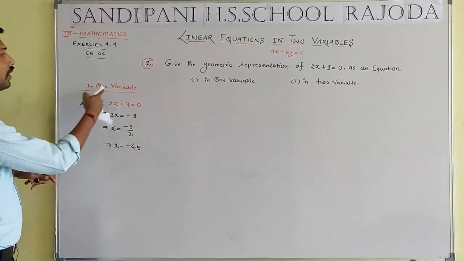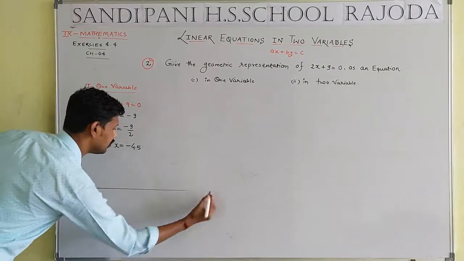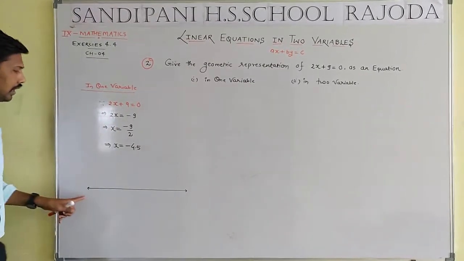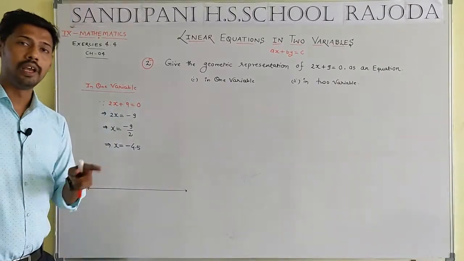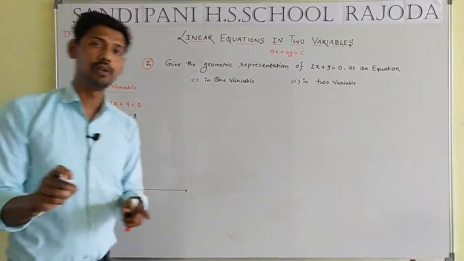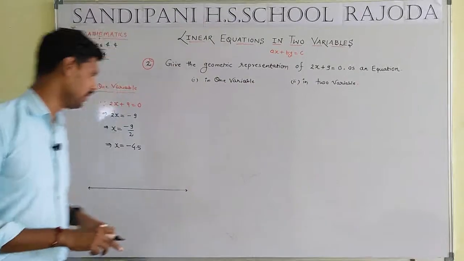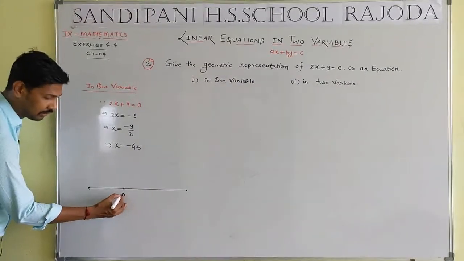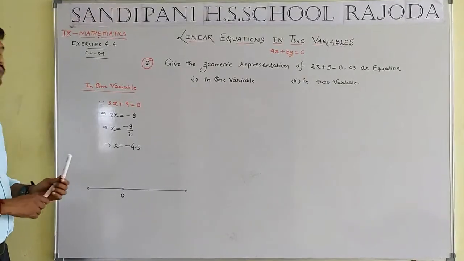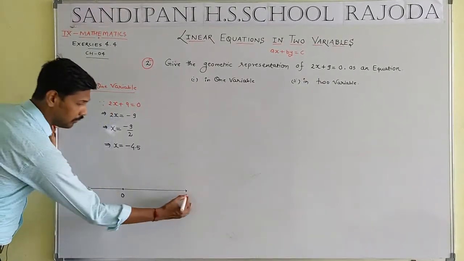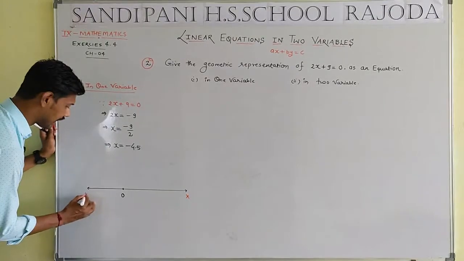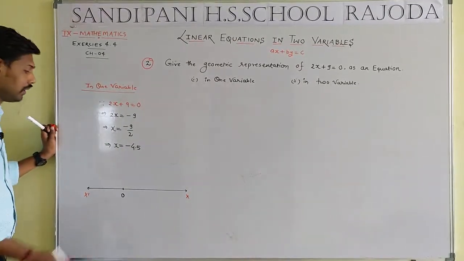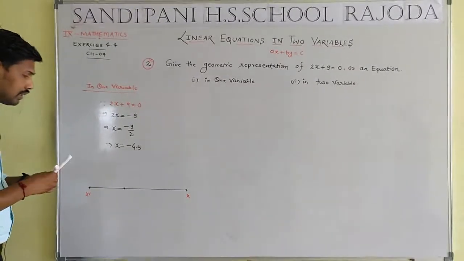Students, in one variable, that means a single line representation. Here we use an arrow. What is the meaning of the arrow? The arrow represents the line. Without an arrow, that means a line segment. Now we take an arrow, and here is a 0. What is the meaning of the 0? That means the initial point for the number line. We take only the x-axis because here x will be equal to minus 4.5.